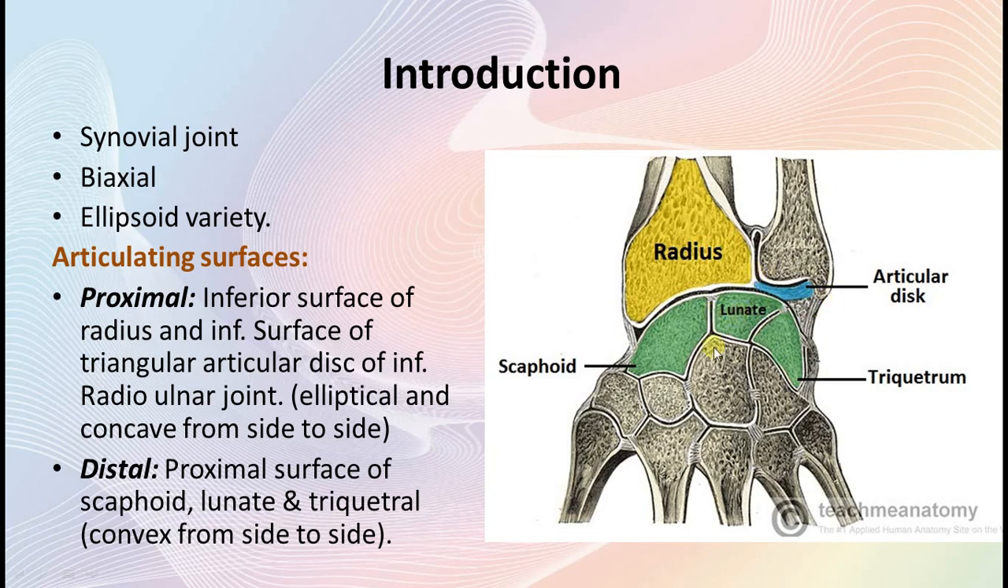The lower articulating surfaces are mainly formed by the superior surfaces of the scaphoid, lunate and triquetral. The upper surface is elliptical, or convex from side to side. So, that is about the superior or proximal, and then the inferior or distal articulating surface. The upper part is formed by the lower surface of the radius and the inferior surface of the triangular disc.